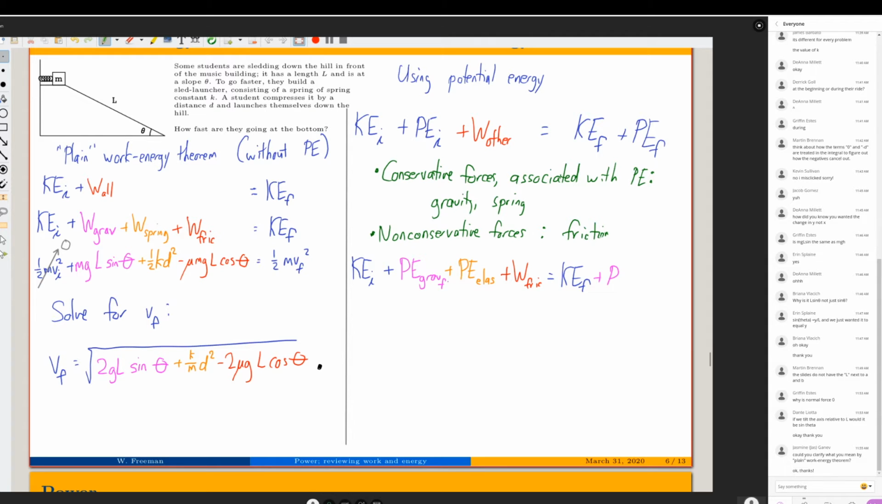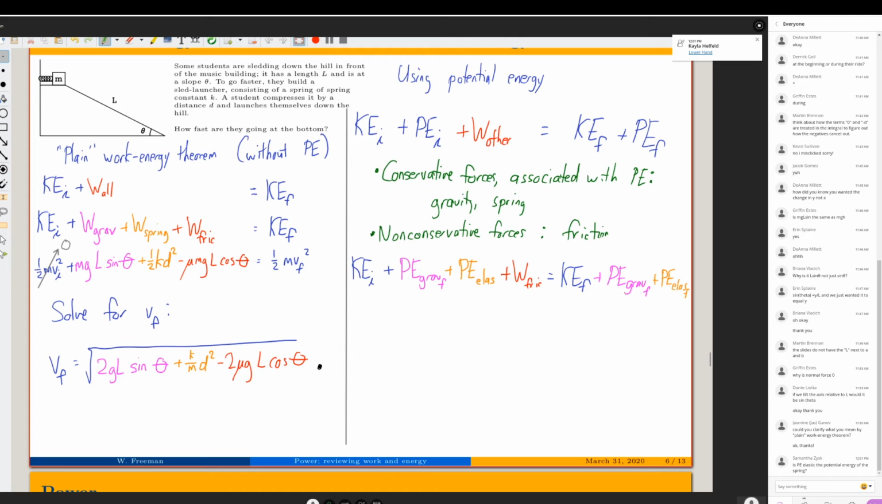Should probably label these final and initial, right? Kayla, did you have a question? Yes, PE elastic is the potential energy of the spring. Whoops, I messed up. This should say initial. That should say initial.